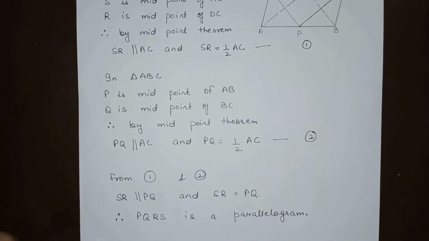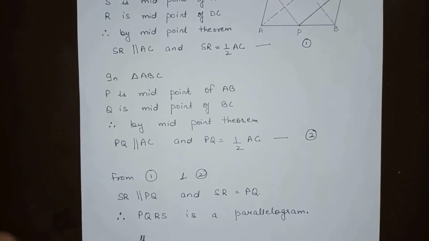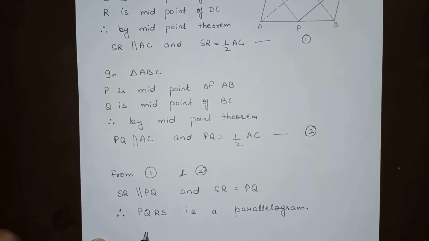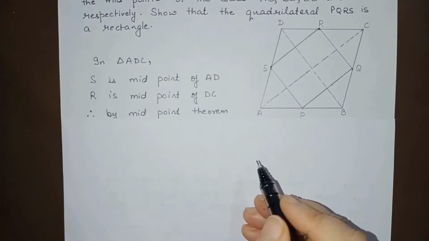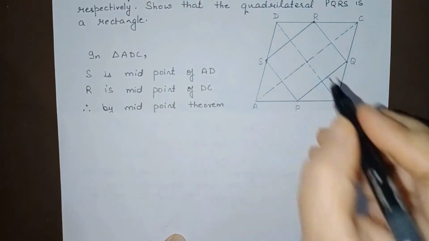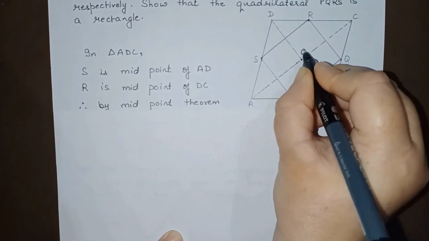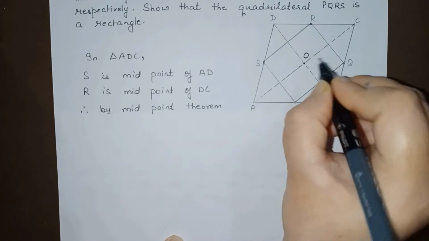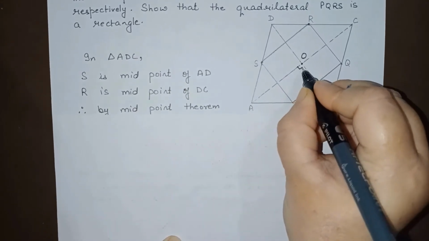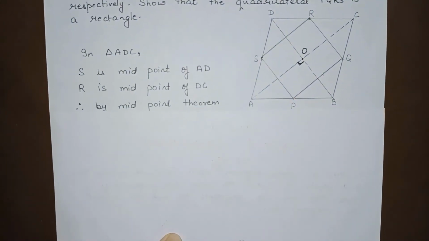Now we have to prove that this PQRS is a rectangle. Parallelogram we have proved, PQRS is a parallelogram. Now we have to prove that it is a rectangle. Now ABCD is a rhombus. Let the diagonals AC and BD of rhombus intersect each other at O. Now we also know that diagonals of rhombus are perpendicular to each other. That is, this angle is 90 degree. Diagonals of rhombus are perpendicular to each other.